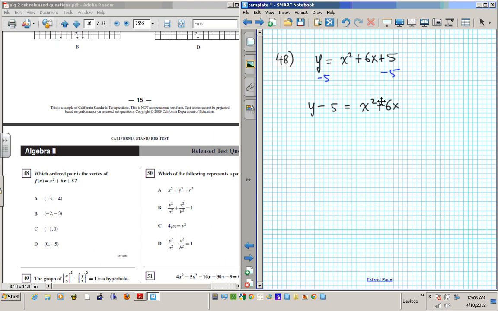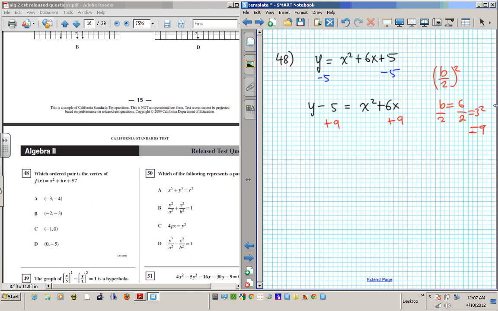In order to create a perfect square trinomial, you must complete the square. To complete the square, you need to do (b over 2) squared. In this case, b is 6, so I divide it by 2 and square it. 6 over 2 is 3, and when I square that, it's 9. I'm going to add 9 to both sides so that the right side becomes a perfect square trinomial.